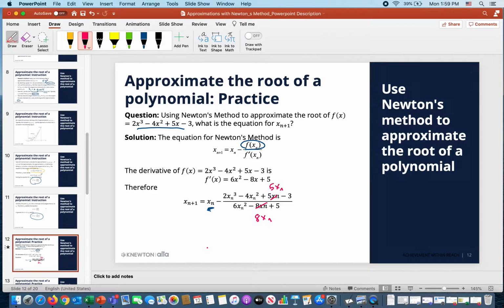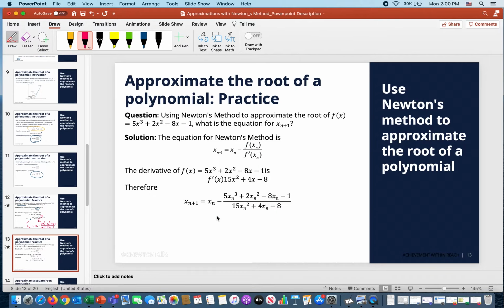All right, this is my equation. So x sub n plus 1 is equal to, and I apologize, I'm trying to write as neatly as I can. This pen can be difficult to work with from time to time. 6x sub n squared minus 8x sub n plus 5 in the denominator. And then in the numerator we have 2x sub n to the third minus 4x sub n to the second plus 5x sub n minus 3. This is our equation for x sub n plus 1.